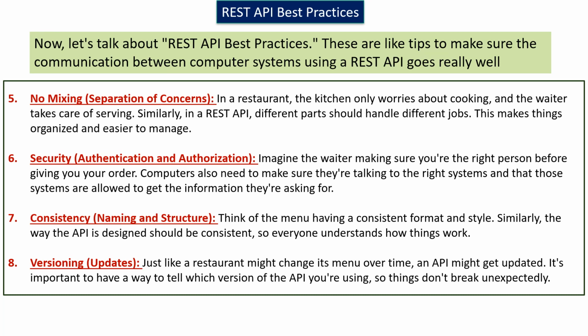The eighth point is versioning, which is equivalent to updates in the computer world. Just like a restaurant might change its menu over time, an API might get updated. It is important to have a way to tell which version of the API you are using so things don't break unexpectedly.